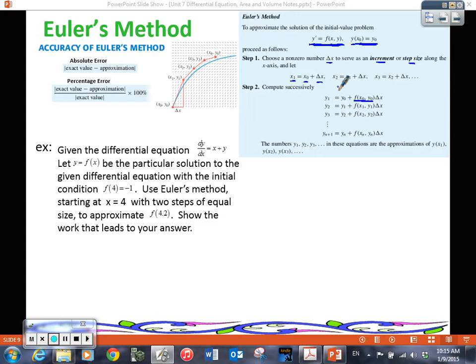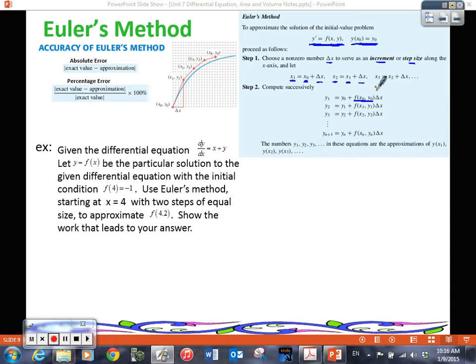So this is basically it in formula form. To get our first x1, we take our original x and we add our increment to it. In the example I just gave you, we would add 1/2 to it. To get our second x, we would take our first x and add the increment to it again. And we would just do this however many steps we're asked to do.